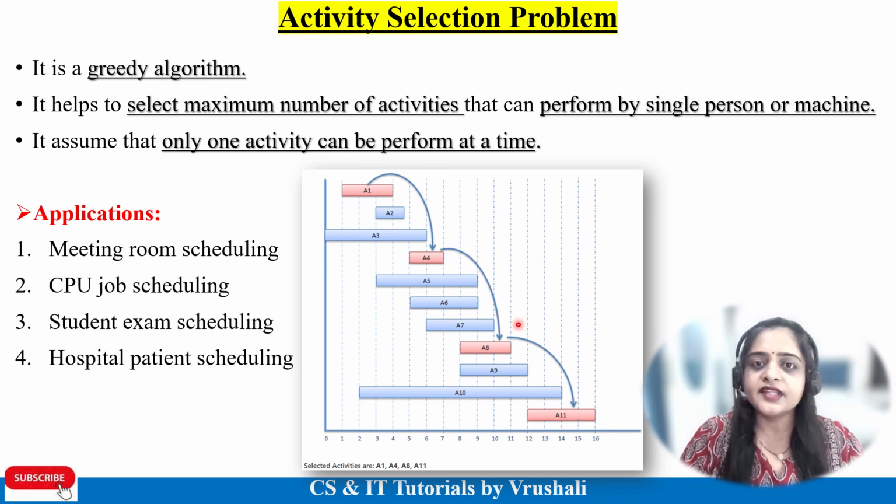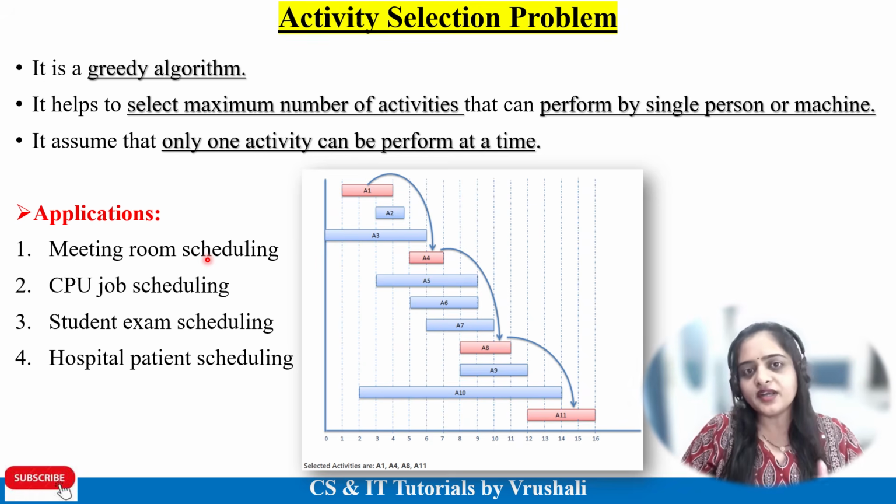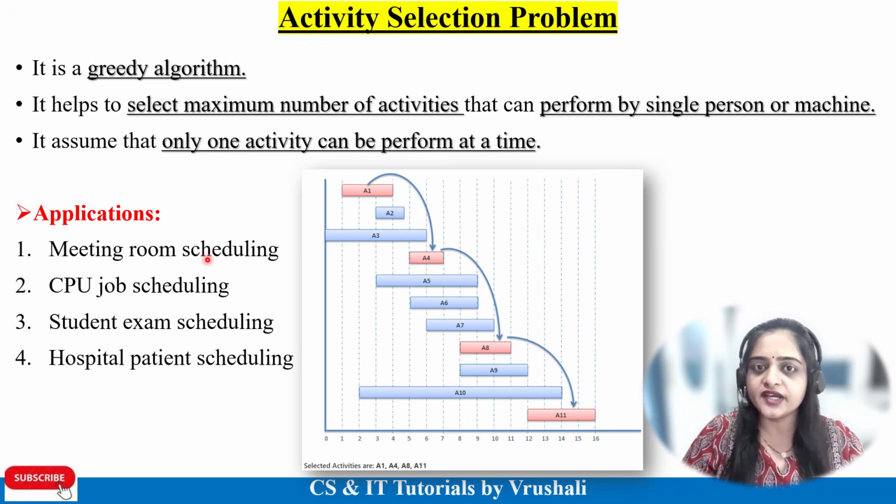Generally, this kind of problem is used in meeting room scheduling. For example, there is a particular organization and only one meeting room is there. So proper meeting scheduling is needed. For example, 9 to 10 meeting 1, 10 to 12 meeting 2, in this way. So they ensure that no other meeting overlaps with each other at the same time.